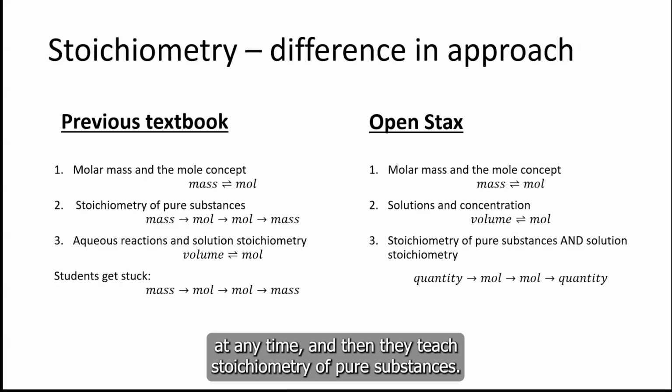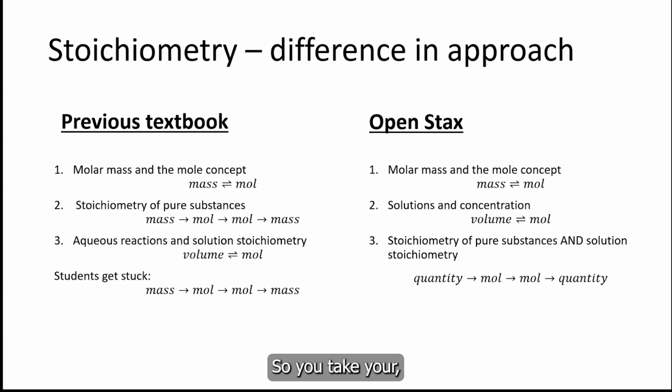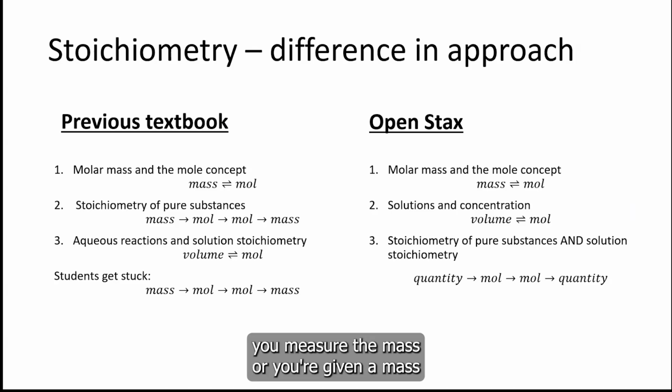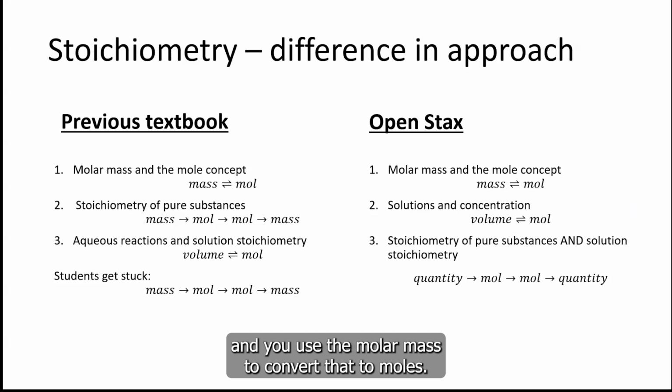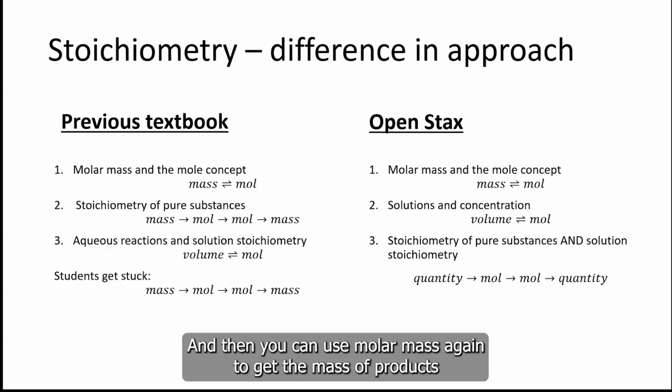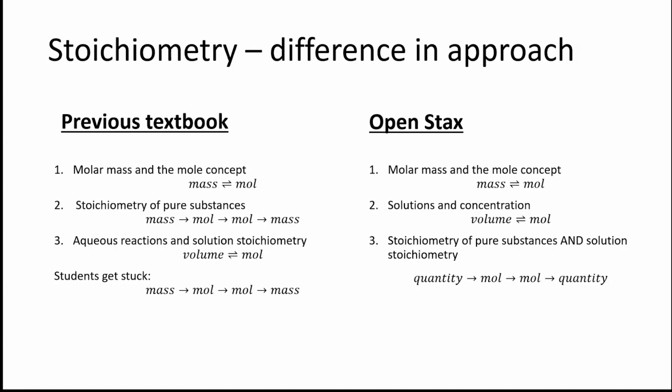And then they teach stoichiometry of pure substances. So you measure the mass, or you're given a mass, and you use the molar mass to convert that to moles, and you use a mole ratio to convert to moles of product, and then you can use molar mass again to get the mass of product you're going to obtain, for instance.